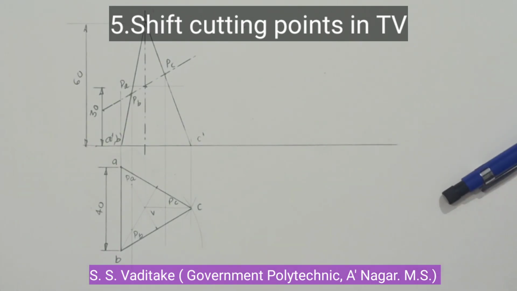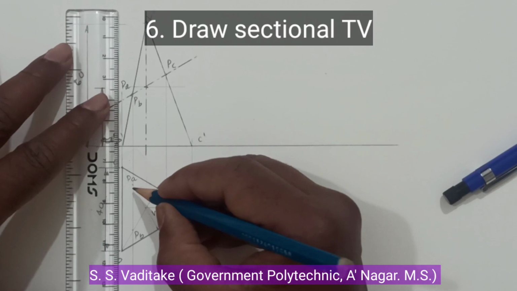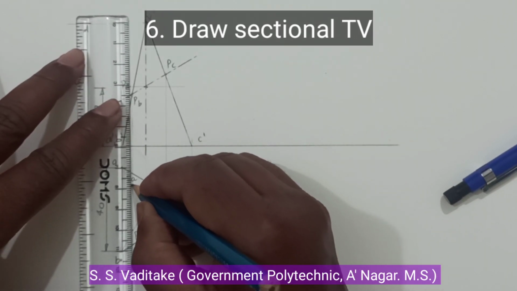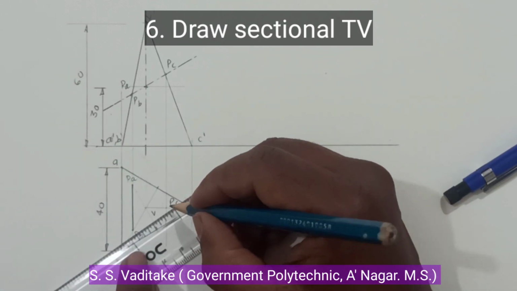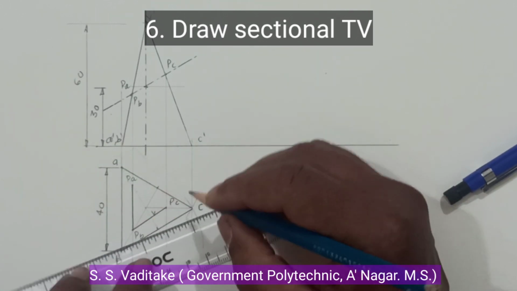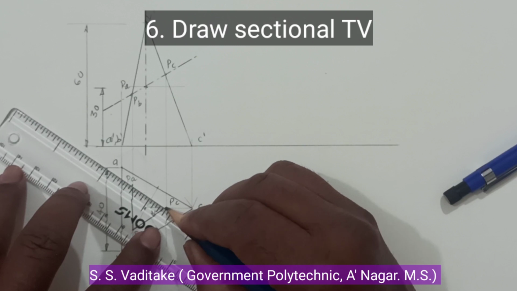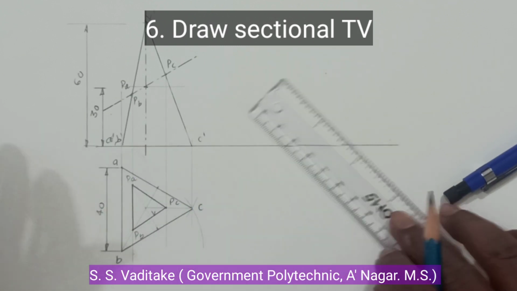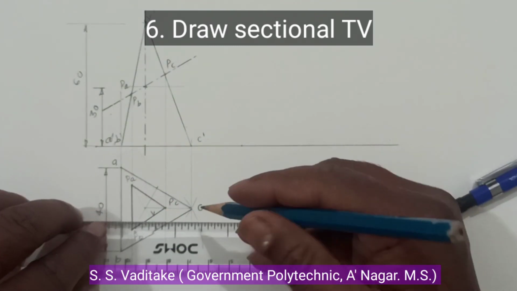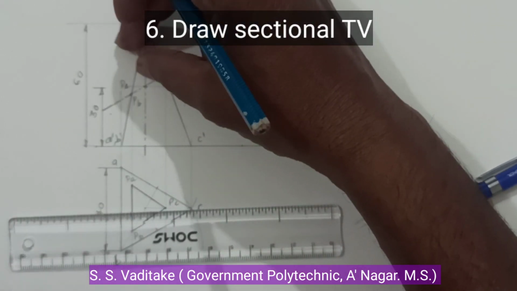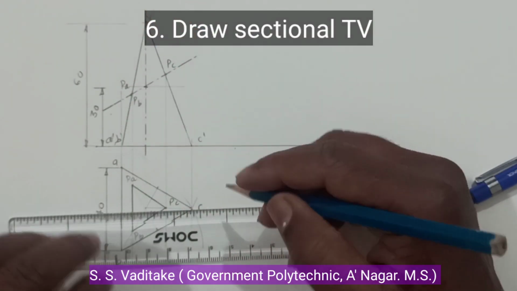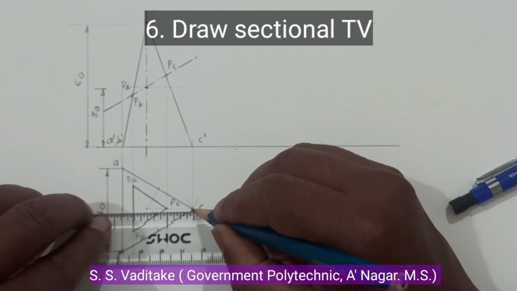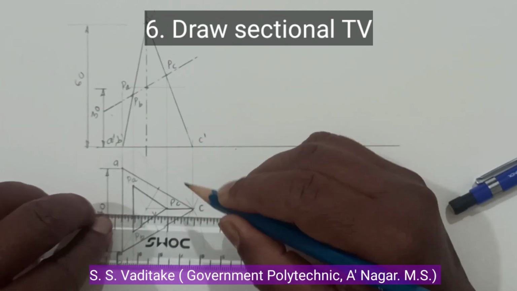Now join these points by straight lines: point A to point B, then point B to point C, then point C to point A. Now as we are removing this portion and just observing the remaining part for the sectional top view, draw the slant edges only up to here.